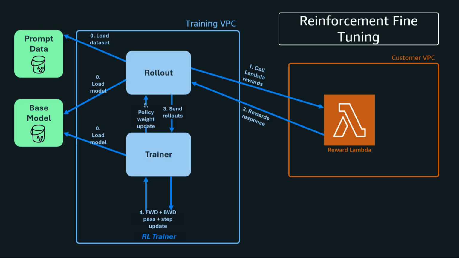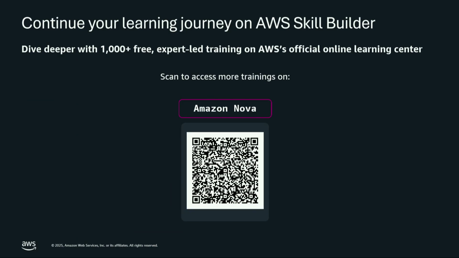And this cycle continues where more rollouts are generated, the Lambda function calculates the rewards, passes them back to the trainer, the trainer updates the weights, and new rollouts are generated. That cycle continues for the n number of steps that you define in your recipe, and that's how the model starts learning. And we'll see today how it happens in a real example.